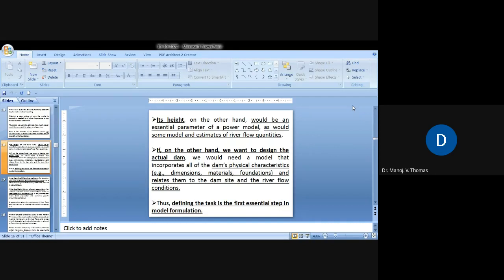Say, for example, dimension, the type of material, foundations, and dam site, where it is located, and river flow conditions, at what speed, what are the conditions of a river and river flow. All those parameters we will consider. Only then can we have a reliable design of the dam. So in the second case, the mathematical model is different.